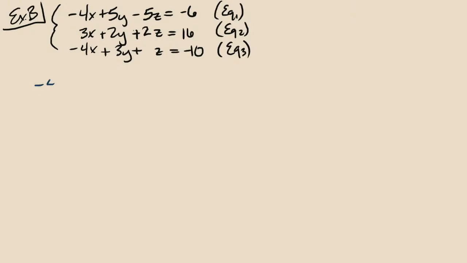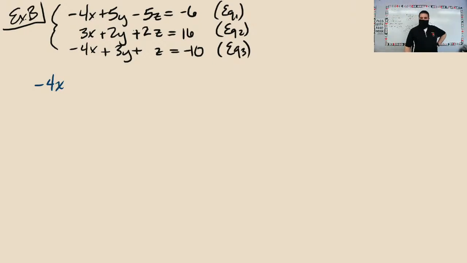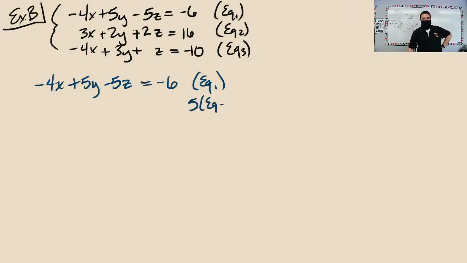So I'm going to have negative 4x, I suppose I can come back on screen. Negative 4x plus 5y minus 5z is equal to negative 6. Again, this was equation 1, and that can just stay as it is because I'm just going to eliminate z. So I can multiply equation 3 by 5. And so we get negative 20x plus 15y plus 5z equals negative 50.